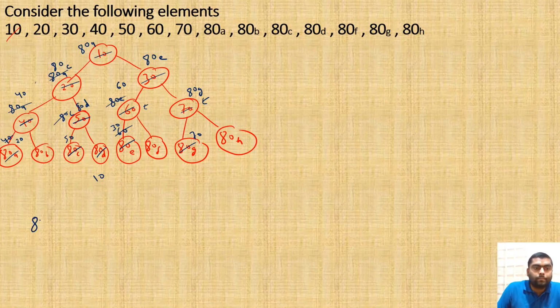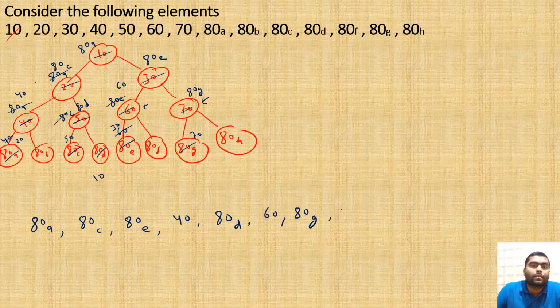So the result is 80a, then 80c, then 80e, then 40, then 80d, then 60 and 80g, then 20 and 80b, then 50 and 10, and after that 30 and 80f, and 70 and 80h.